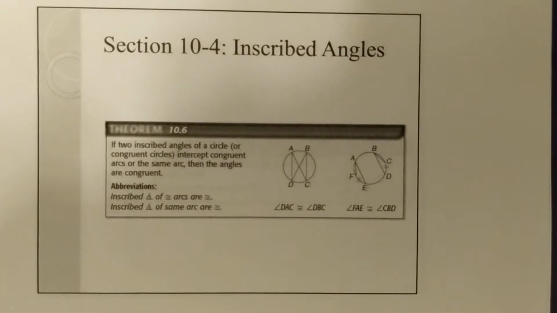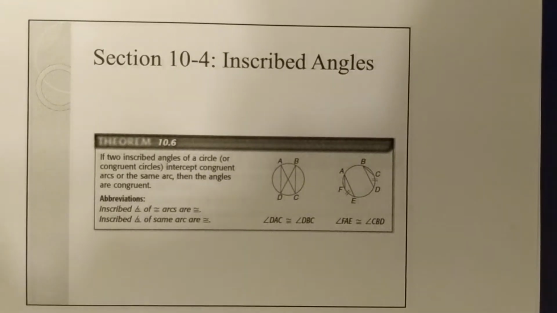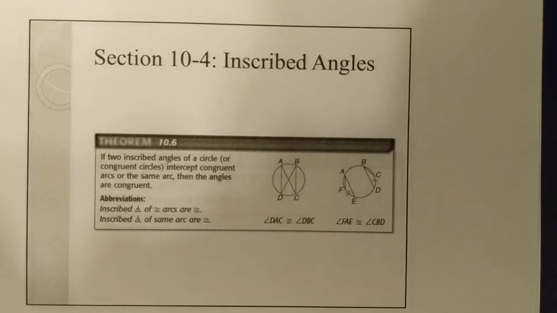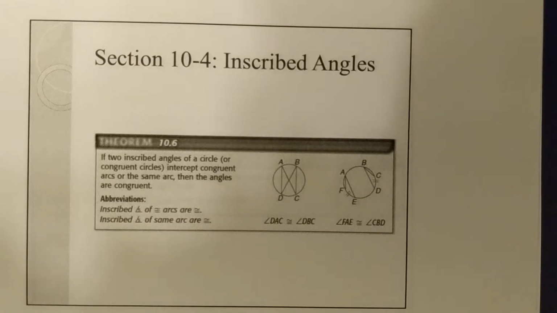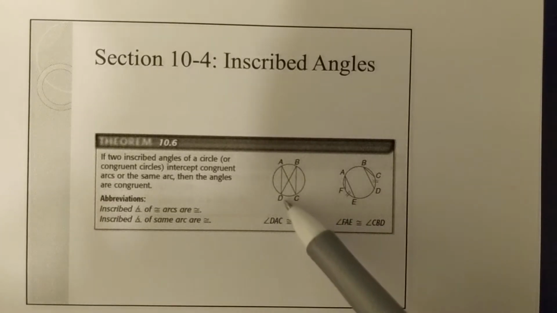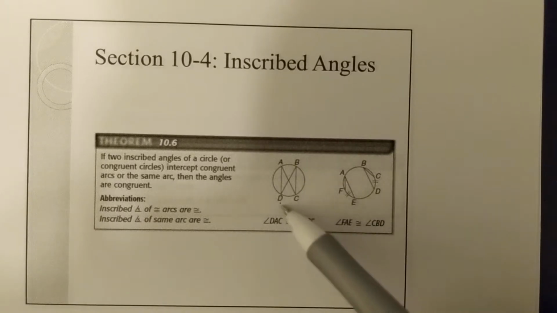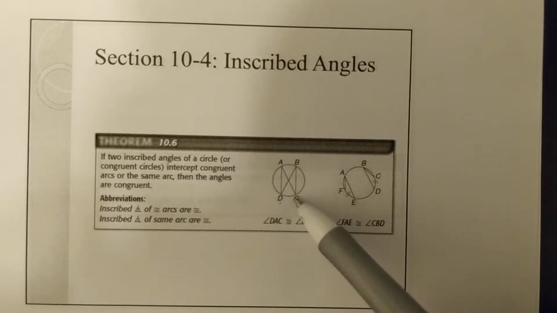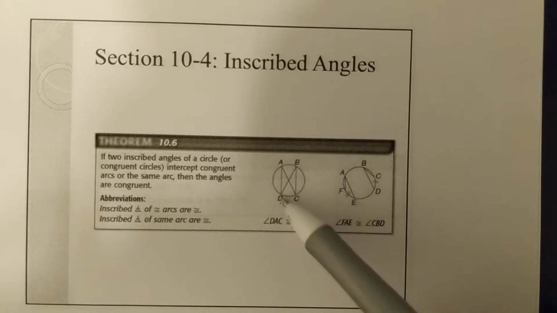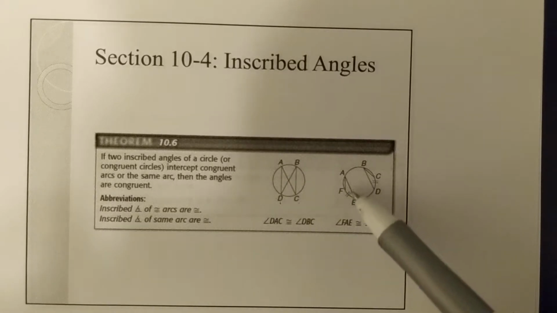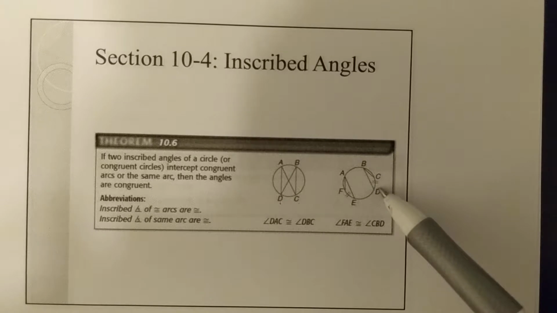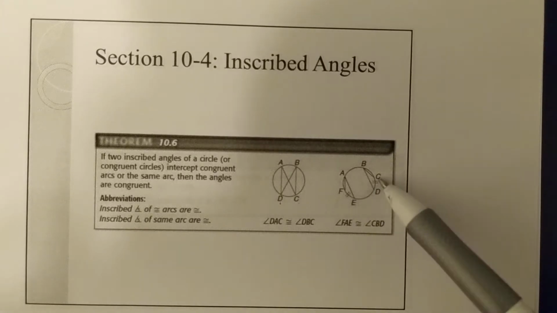Alright, so here we have 10.6, which just states that if two angles intercept the same arc, they must be congruent. Or if they intercept congruent arcs, they must be congruent. So here, angle DAC and angle DBC have to be congruent because they both connect to arc CD. So two different angles connecting to the same arc. Over here, angle FAE and CBD have to be congruent because they intercept congruent arcs.